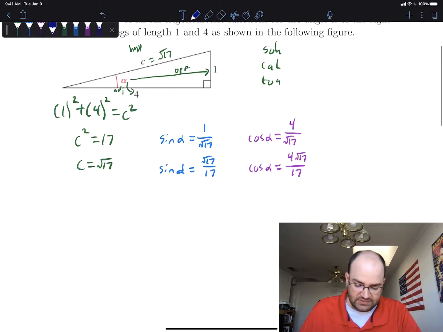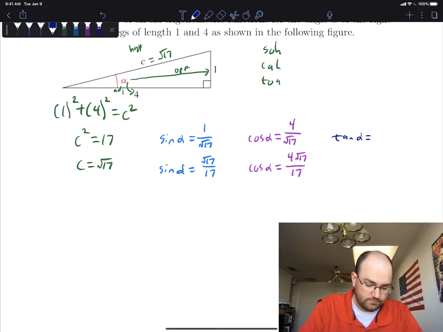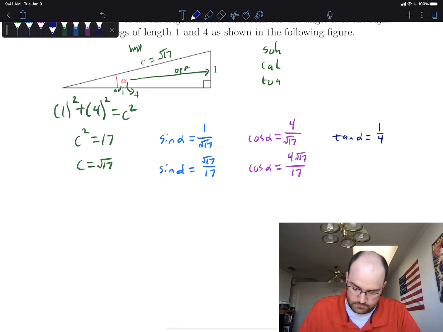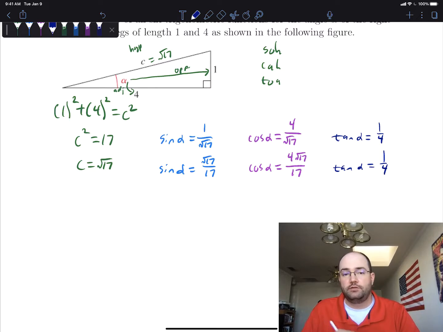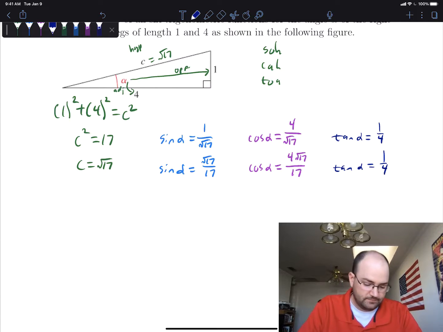Now for tangent. So tangent alpha is equal to opposite over adjacent. Opposite over adjacent. 1 over 4. And that's pretty much it. So I'm just going to keep it as 1 over 4. Good. Now for the other 3, we just take the reciprocal of these.